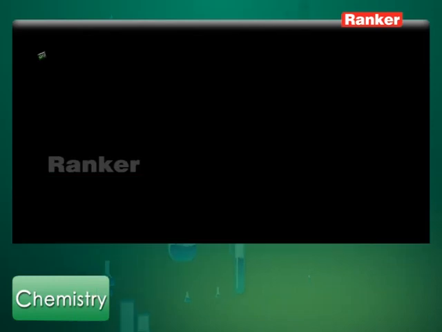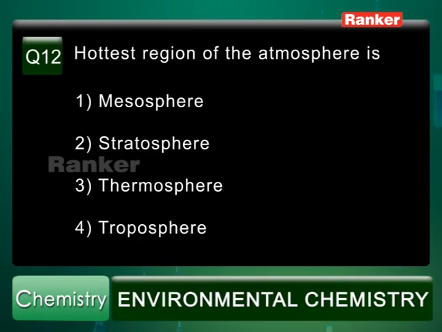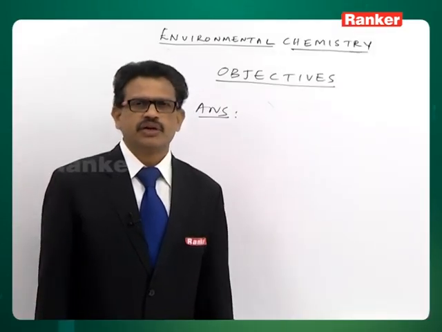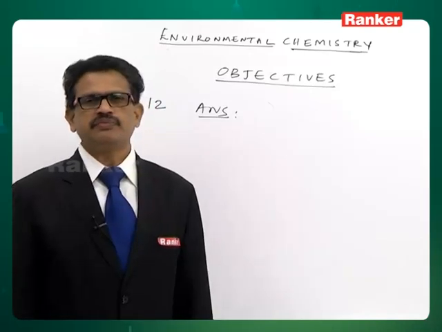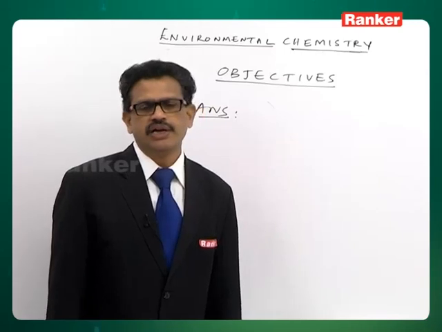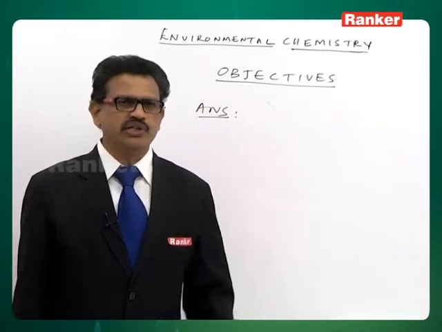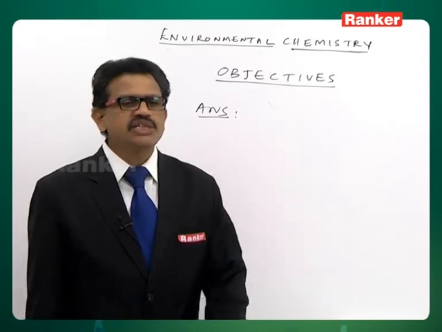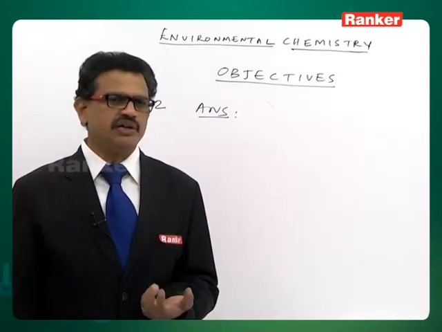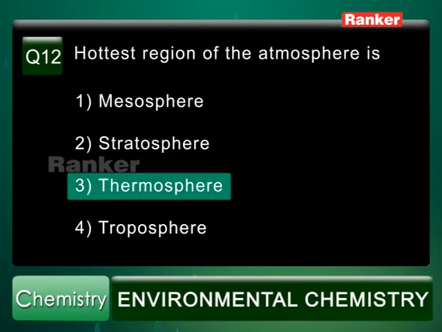Question number 12. Hottest region of the atmosphere. Number 1, mesosphere. Number 2, stratosphere. Number 3, thermosphere. Number 4, troposphere. Troposphere is 0 to 10 kilometers, 10 to 50 kilometers is stratosphere, 50 to 85 kilometers is the mesosphere and finally up to 500 kilometers is thermosphere. The hottest one is thermosphere, where you can observe the ionization of gases. So we can go for answer 3. So thermosphere.